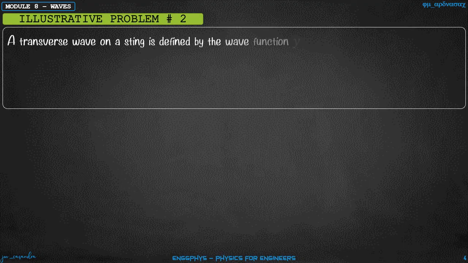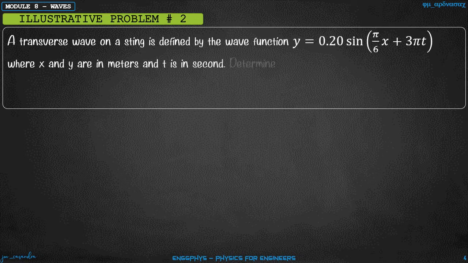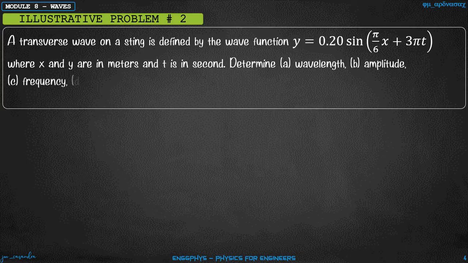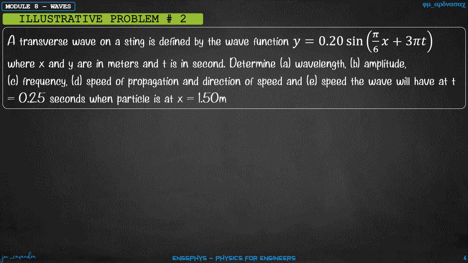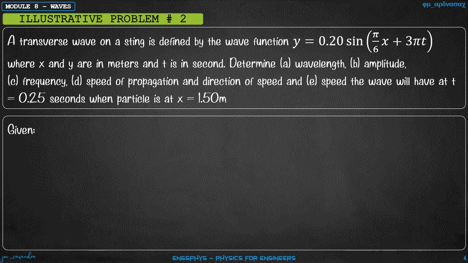We have a transverse wave on a string defined by the wave function y is equal to 0.2 sine of (pi over 6)x plus 3 pi t, where x and y are in meters and t is in seconds. Determine the wavelength, the amplitude, the frequency, the speed of propagation and its direction, and the speed of the wave when it is at t equal to 0.25 seconds and when the particle is at x equal to 1.5 meters. So let's have a summary of our given. So we're given the equation 0.2 sine of (pi over 6)x plus 3 pi t.